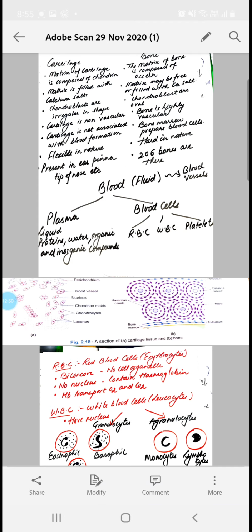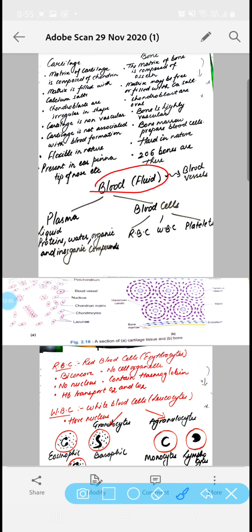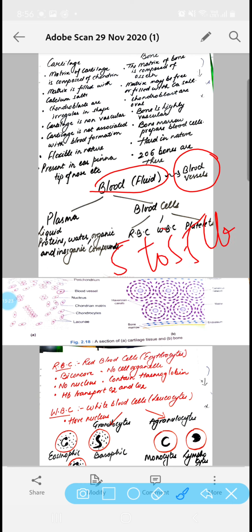Now we come to the next kind of connective tissue, or we can say the fluid connective tissue, which is supplied by the blood vessels. Now blood is a liquid connective tissue which is present throughout our body, and it is carried by the blood vessels. This blood is dark red in color due to the presence of hemoglobin in it, and adult human beings carry 5 to 5.5 liters of blood.